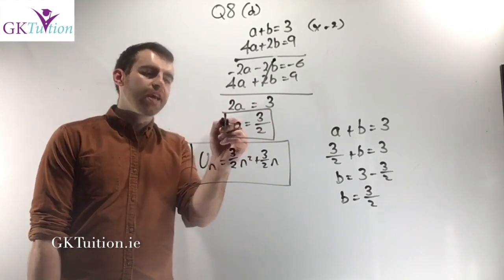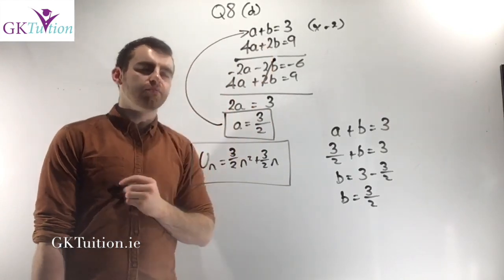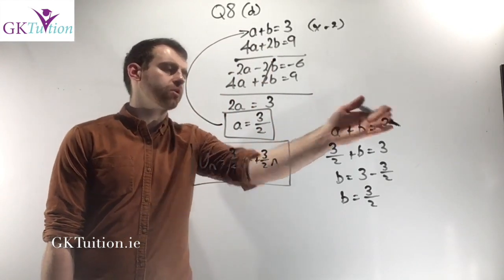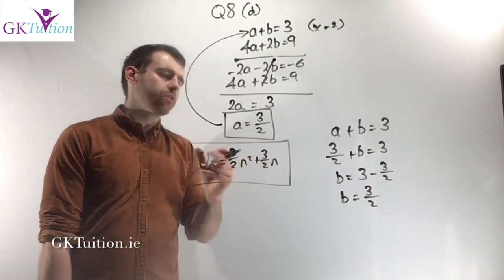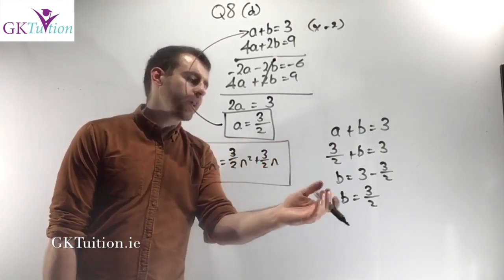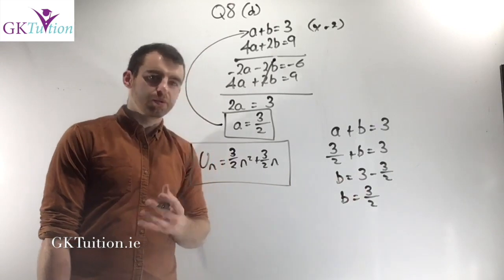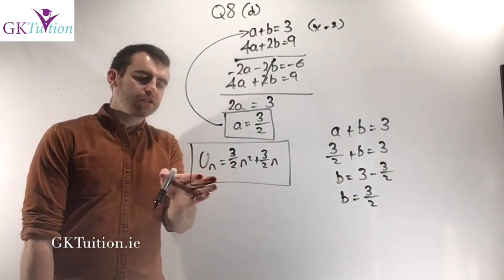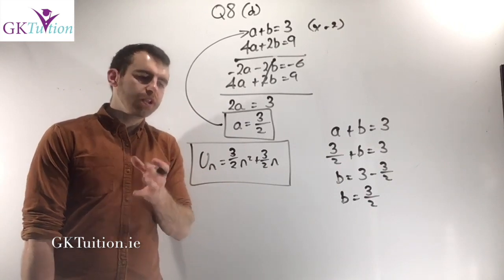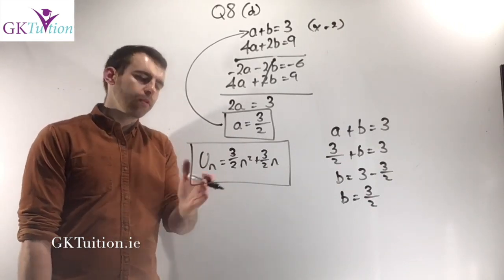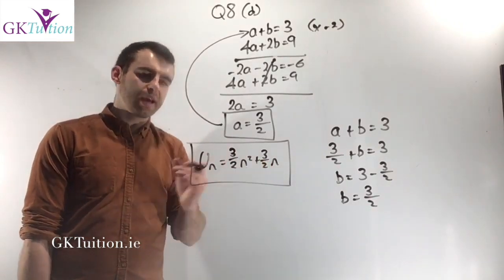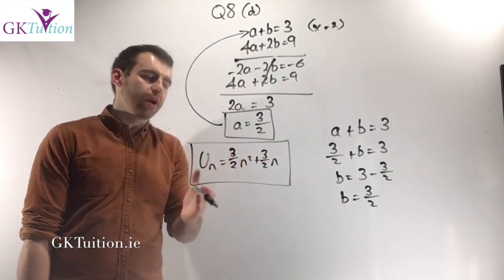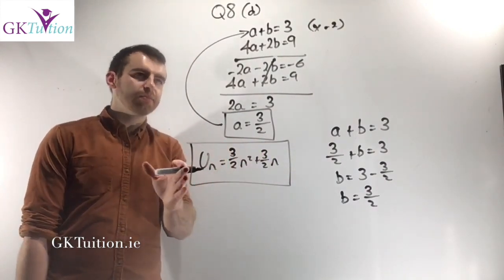Once I get a value for a, I decided to sub back into the original equation, a plus b equals 3. Instead of an a, I sub in 3 over 2, and then when I worked it out, b actually works out as 3 over 2 as well. So once you have a value for a and a value for b, you can sub into the general formula. We knew at the start that the general formula was an squared plus bn. So now I can say it's 3 over 2n squared plus 3 over 2n, and that's my final answer for part D.